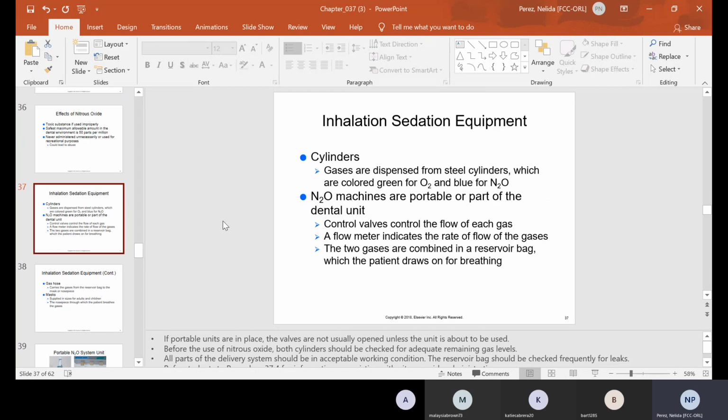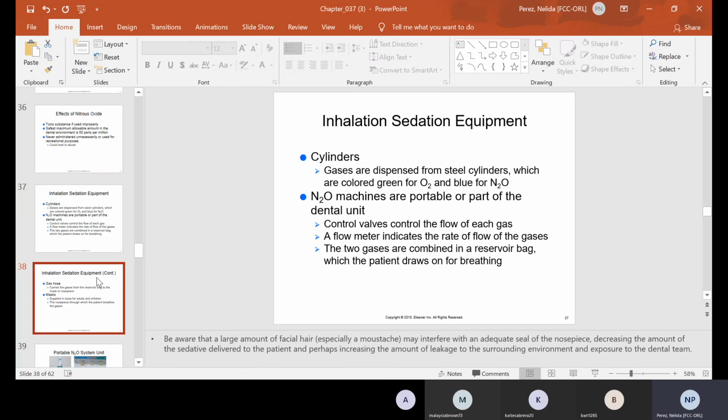Now there are cylinders. The gases are dispensed from steel cylinders, which are colored green for oxygen and blue for nitrous. So if you do have it in your office, you have to know what the tanks are. Now the nitrous units are portable or part of the dental unit. The control valves control the flow of each gas. There's a flow meter that indicates the rate of flow of the gases, and the two gases are combined in a reservoir bag, which the patient draws on for breathing. So again, if they have it in the office, they'll show you the gauges and everything that you would need to know.